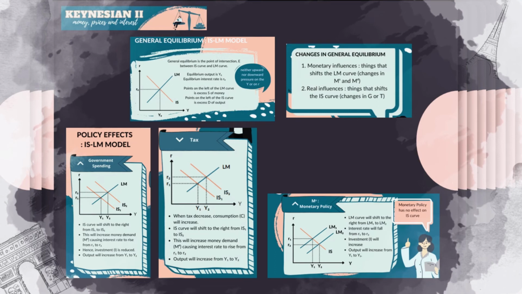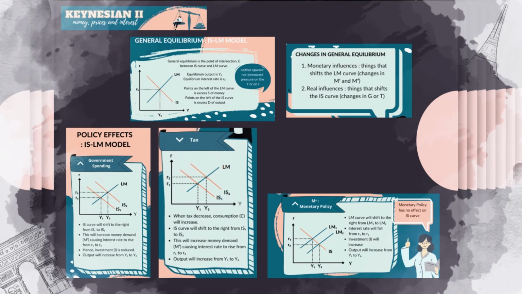Next, policy effect of the ISLM model. Refer to the graph. If there is an increase in government spending, the IS curve will shift to the right from IS1 to IS2. This will increase money demand, causing the interest rate to also rise from R1 to R2. Hence, investment is reduced. Output will also increase from Y1 to Y2.